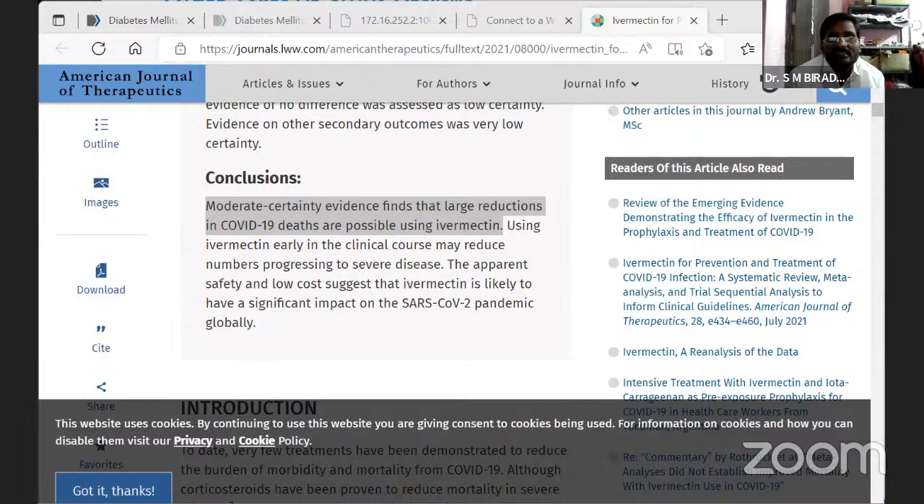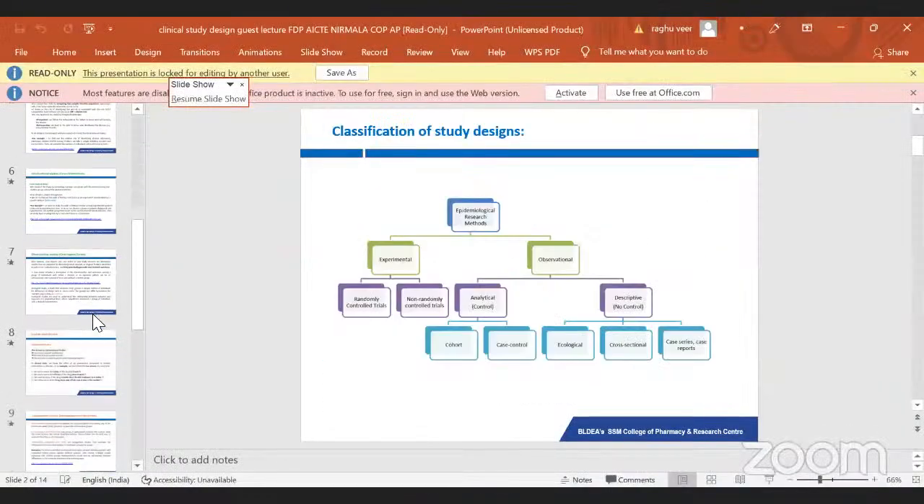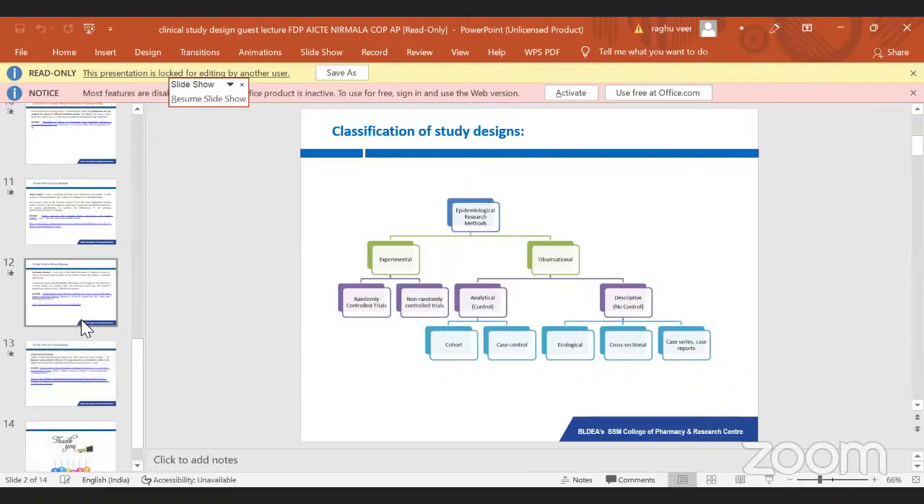Can you see the original slides now? No, sir. Yes, sir. Now we can see your slides, sir.